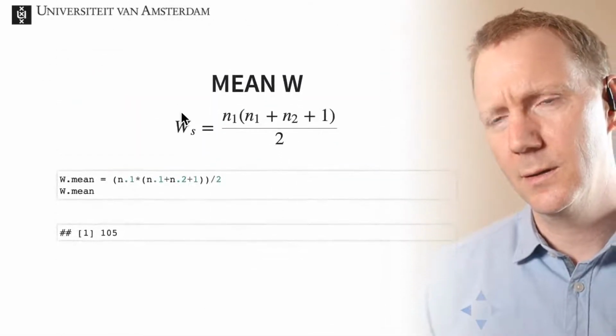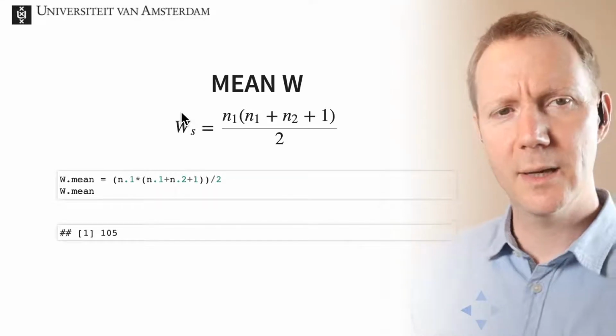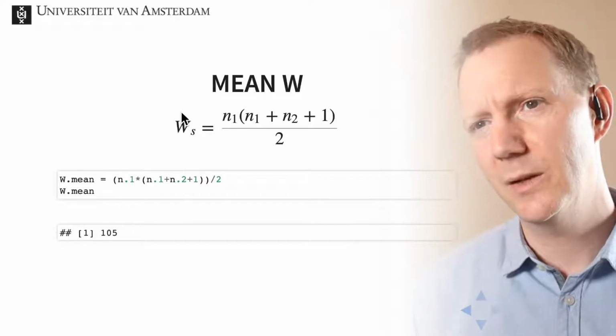Do the two groups always have the same number of participants? No, it doesn't have to. It can be different. In this case, it's the same, but it can be different.